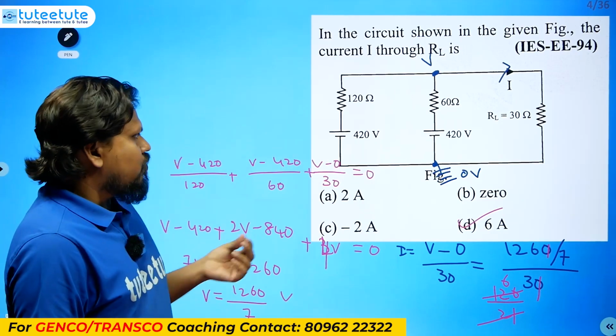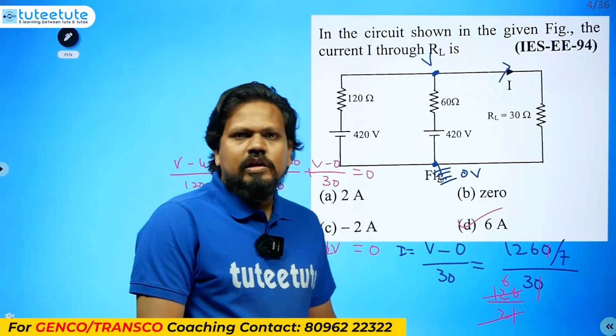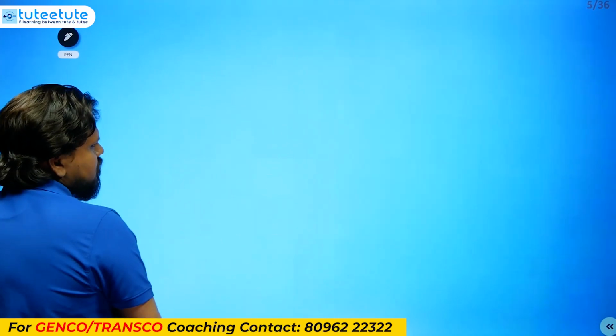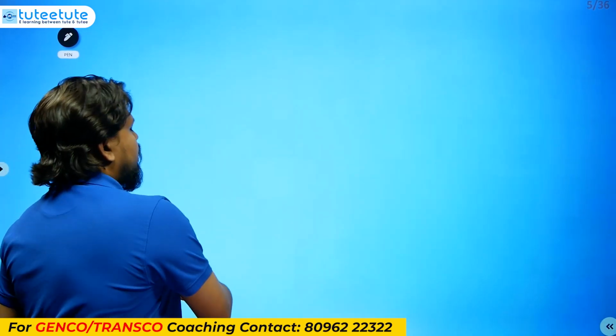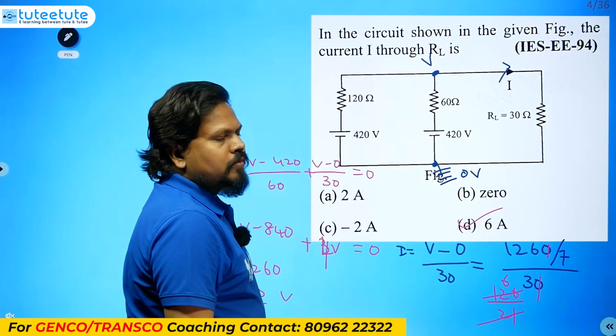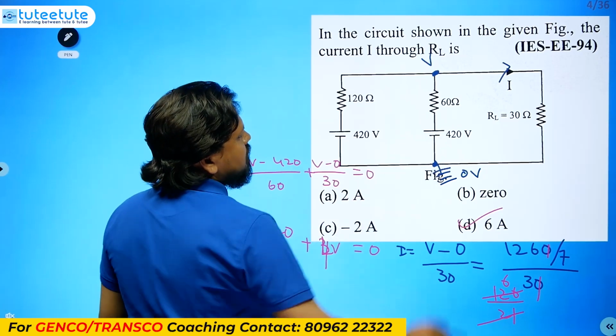Okay, because the values are like that, you will be getting a little bit of a long calculation. 6 amperes will be the correct answer, but there is no need to solve it like this only. We can use a different method. Let's see, this is 420 volts and this is 120. This is 420, this is 60 ohms.